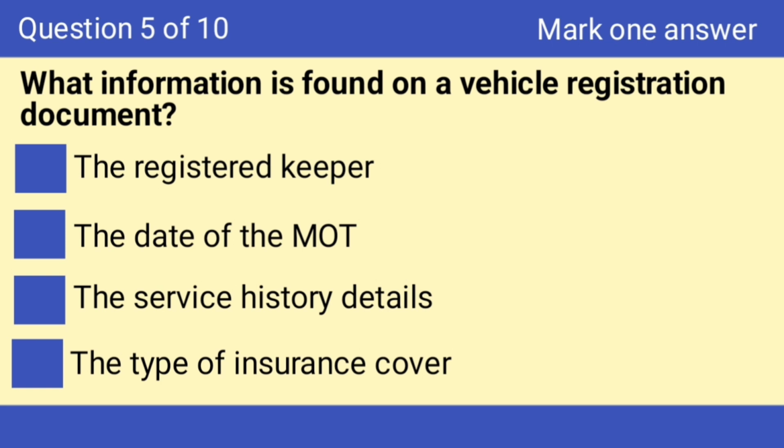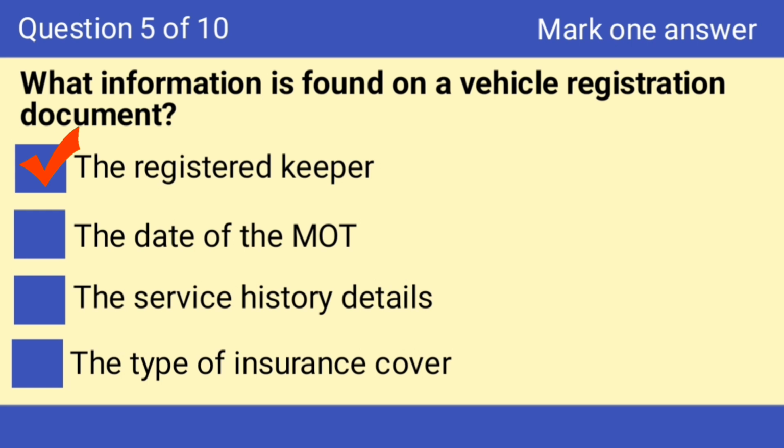Question 5. What information is found on a vehicle registration document? The registered keeper, the date of the MOT, the service history details, the type of insurance cover. Time to think. The correct answer is the registered keeper.